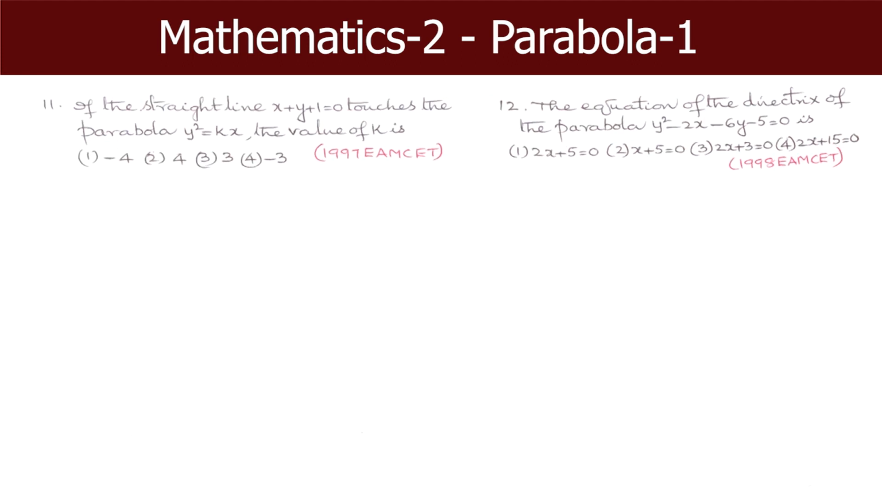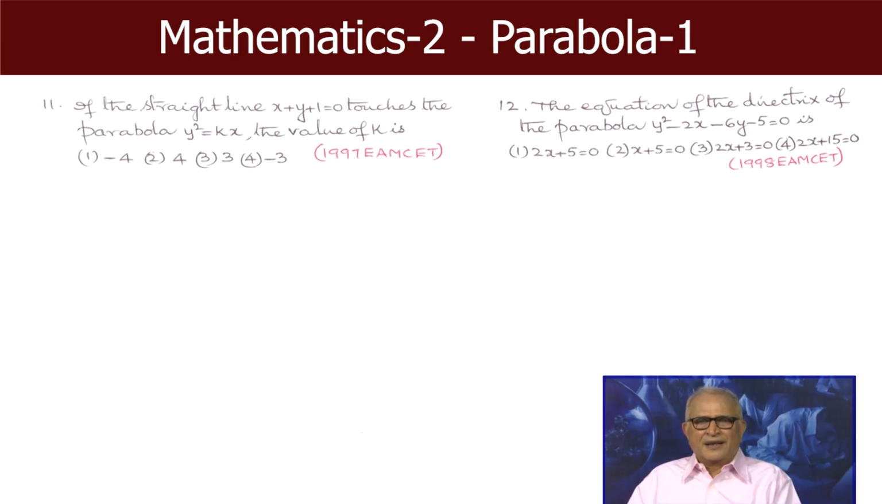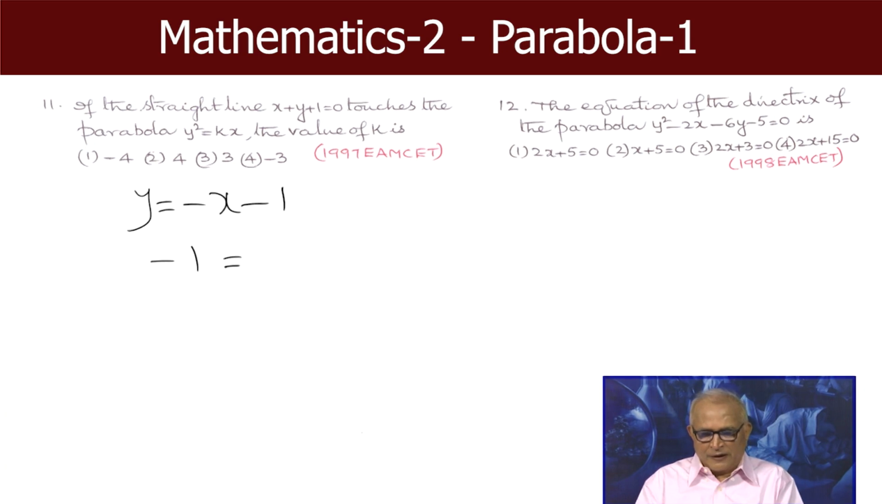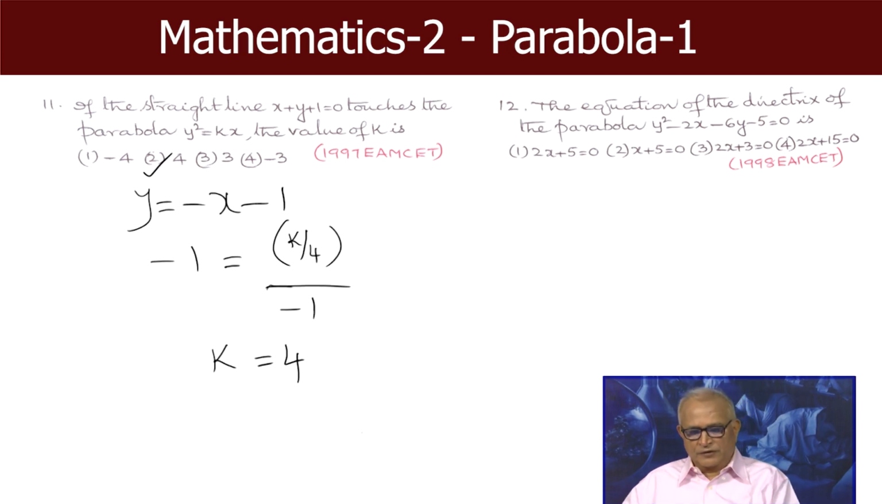Question number 11. If the straight line x plus y plus 1 equal to 0 touches the parabola y square equal to kx, the value of k is? See, we know the condition for tangency. y equal to mx plus c is a tangent to the parabola y square equal to 4ax if and only if c equal to a by m. So y equal to minus x minus 1 here, in the slope form, is the tangent to the parabola y square equal to kx if and only if minus 1 equal to (k by 4) by (minus 1). That gives k equal to 4. Well, a simple question. EAPCET questions are usually easy.